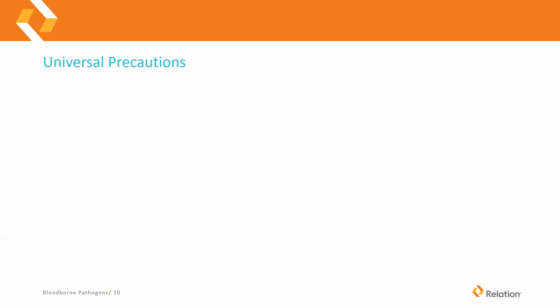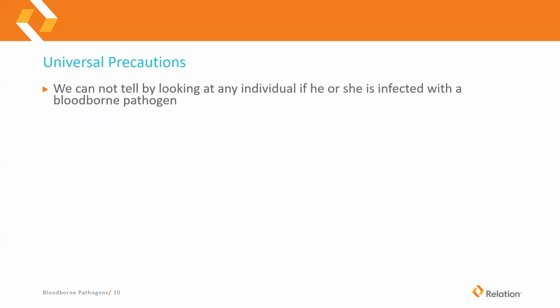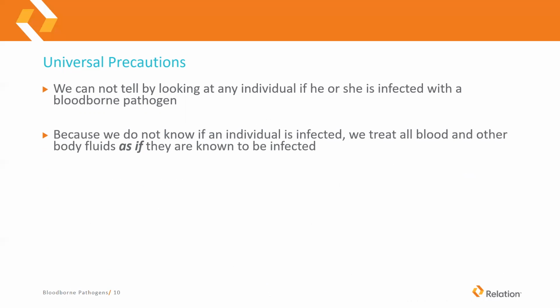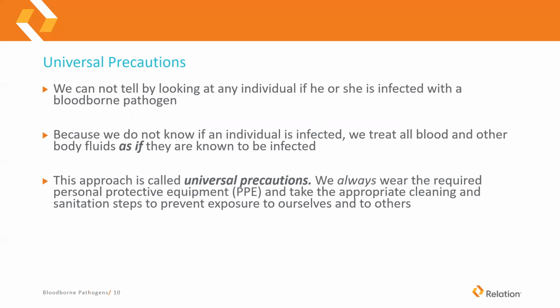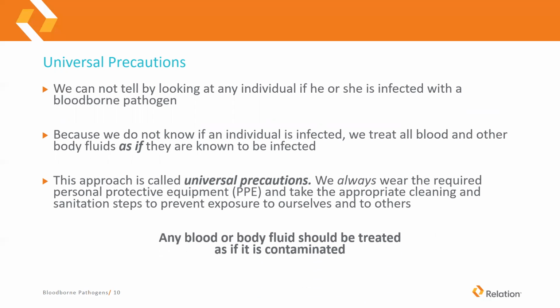So universal precautions. This is one of our main focuses with bloodborne pathogens. Because you cannot tell by just looking at an individual if he or she is infected with a bloodborne pathogen, you must always treat the person's blood or bodily fluid as if it is known to be infected. So this approach is called universal precautions. We always wear the required personal protective equipment and take the appropriate cleaning and sanitation steps to prevent exposure to ourselves and to others. Any blood or body fluid should be treated as if it's contaminated.